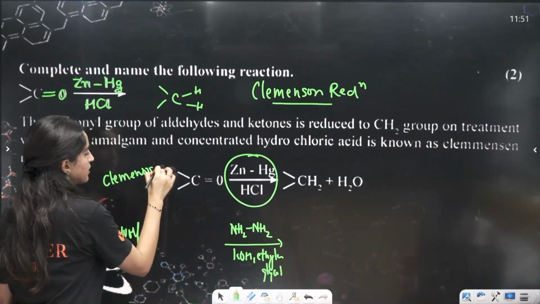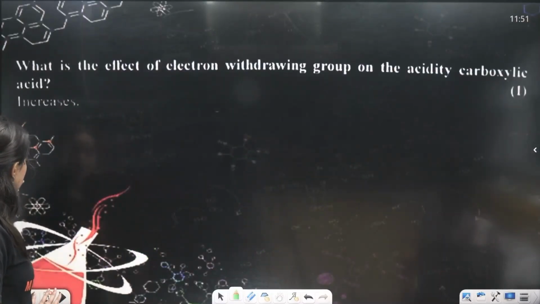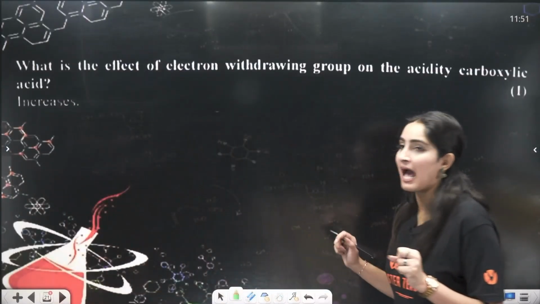Everything else will be the same. The products are going to be the same. This is acidic, this is basic condition, right? Next is, what is the effect of electron withdrawing group on the carboxylic acid?